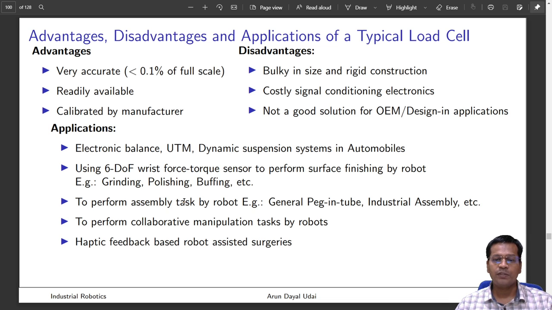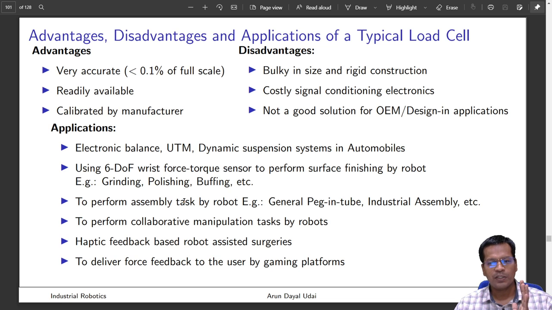Again, haptic feedback devices, as in the case of surgery. If you have a device which is commanding, like a joystick, you are controlling a robot using a joystick, a master-slave like system. You cannot just command the robot wherever you want it to go. You should feel the forces, whether you are cutting a tissue or you are cutting a bone. So those forces have to be felt back. So it is both forward and reverse. That is the reason you need to have some haptic feedback. So haptic devices for commanding the robot that are used in assisted surgery also use force sensors.